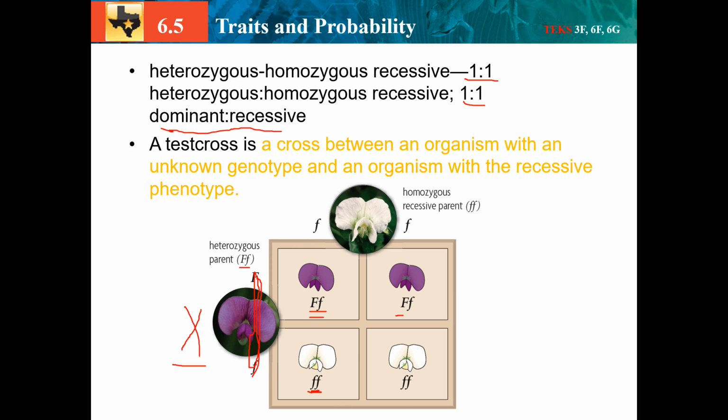So a test cross is when you want to find the identity of the unknown parent, you can do that using the homozygous recessive parent, assuming you know the identity of all of the offspring.